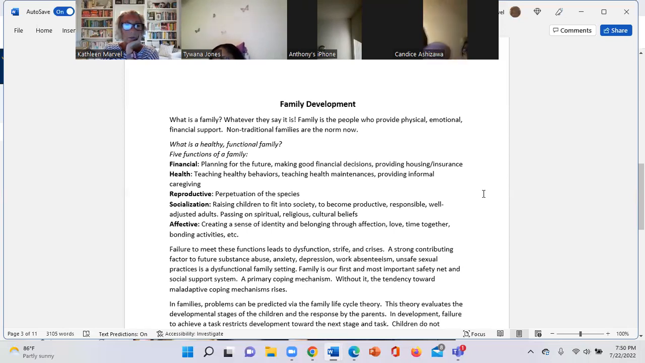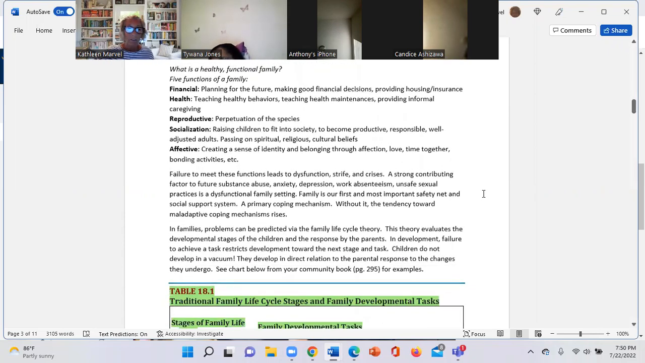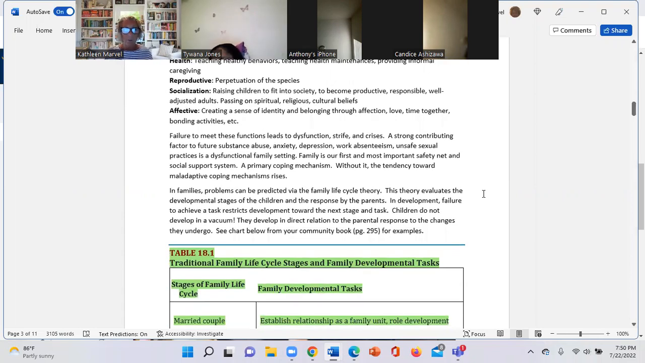Then you have your reproductive function, your socialization, your affective. Okay, affective: creating a sense of identity and belonging through affection, love, time together, bonding. So dysfunctional would be not creating a sense of identity and belonging. Okay, so failure to meet these functions leads to dysfunction, strife, and crises. A strong contributing factor to future substance abuse, anxiety, depression, work absenteeism, unsafe sex is a dysfunctional family setting.